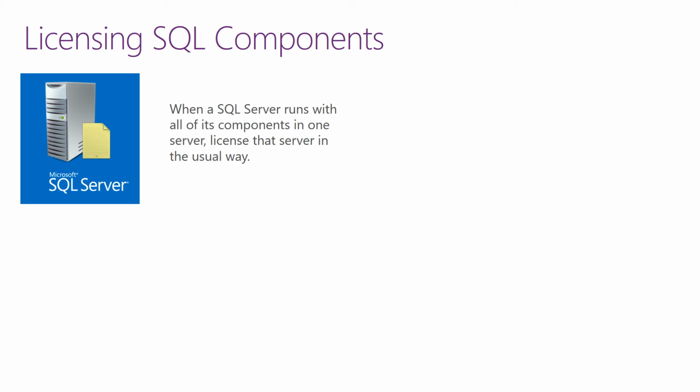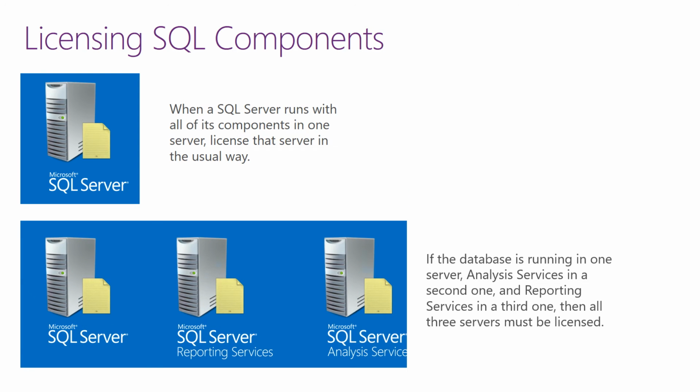But as soon as I've got different components of SQL Server running on different physical machines, then you need to license those different physical machines separately. Things like Reporting Services and Analysis Services, if they're running on separate machines, then you do need to assign different licenses to those machines. All components need to be licensed. If they're all running on one server, then just one license. But if they're separated, you need to have separate licenses.